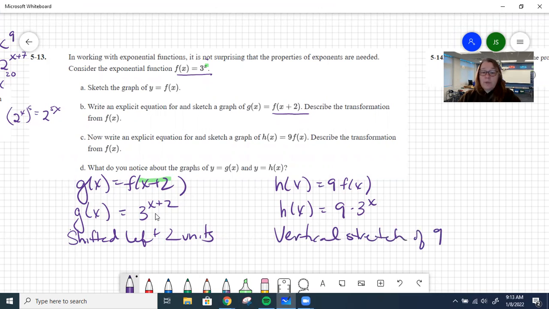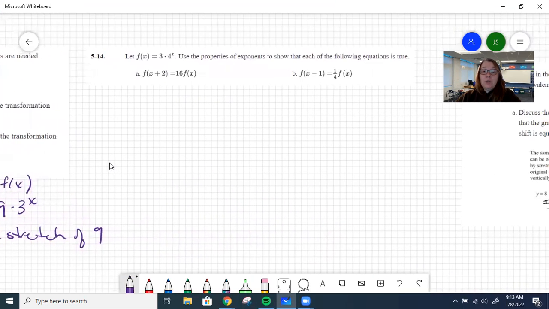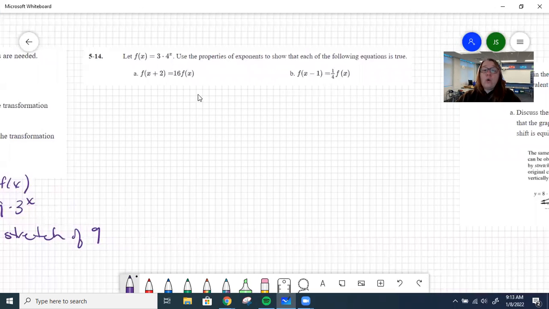Okay, so what do we notice about the graphs? They end up being the same thing. So it's possible for a horizontal shift to be the same as a vertical stretch. Okay, so now we're going to practice using properties of exponents to show why that works.